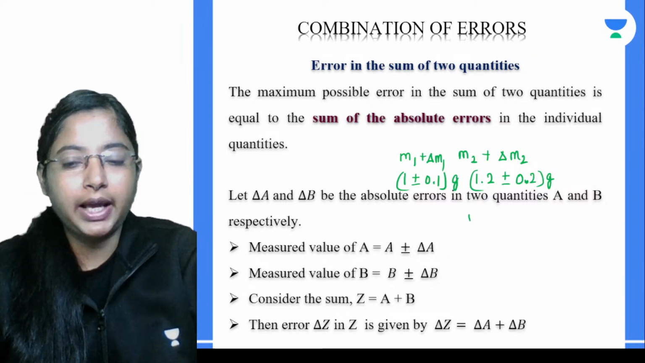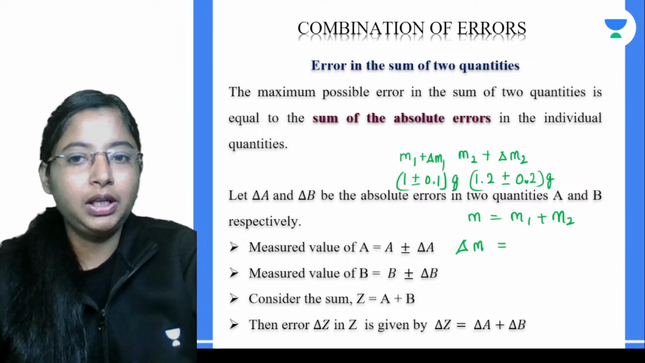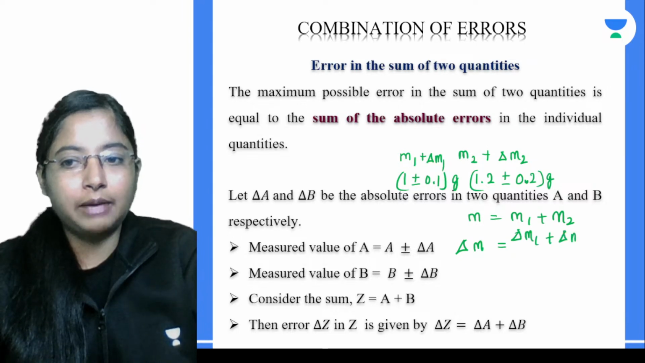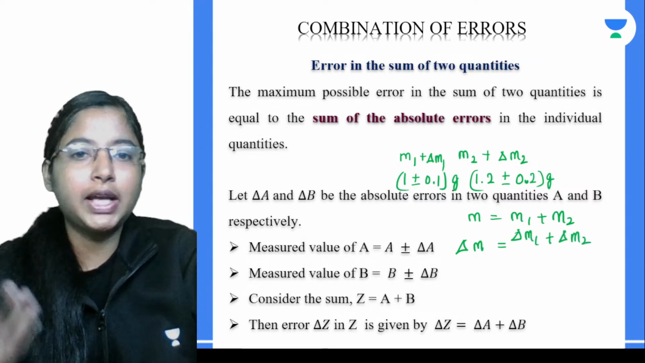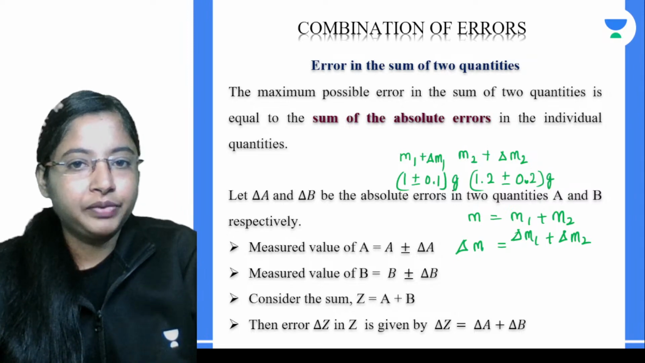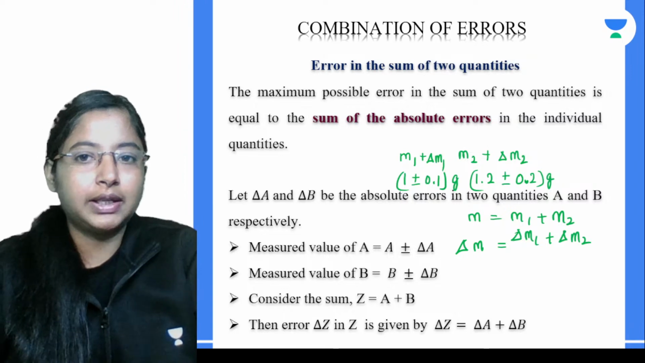Let's say M is nothing but M1 plus M2. Now how do you find the error in M? Error in M we can represent as delta M. That is very simple. You can find it by adding delta M1 plus delta M2. If you find that, you find the final error.